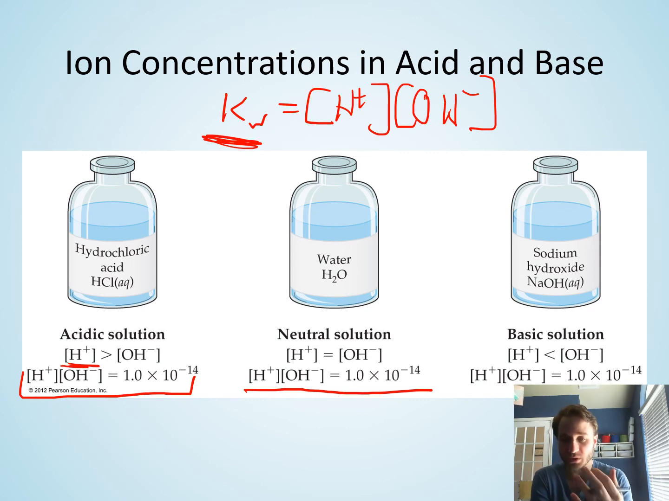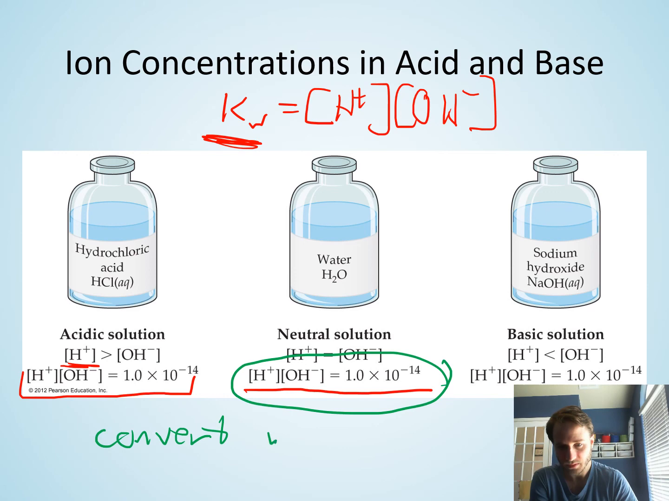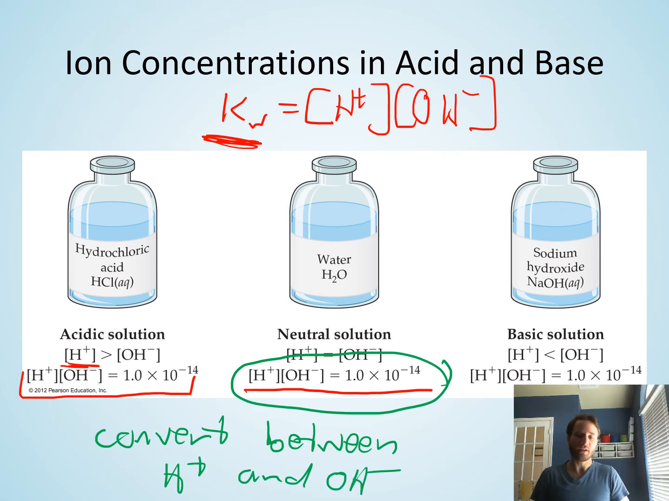So what's the usefulness of this? This product always gives you a relationship to convert between H plus and OH minus. In any solution of water, if I know the concentration of OH minus, I know what the concentration of H plus is. I just use this equation to convert between the two. I can use this autoionization equilibrium constant for water to convert between the concentration of H plus and OH minus in any solution of water.